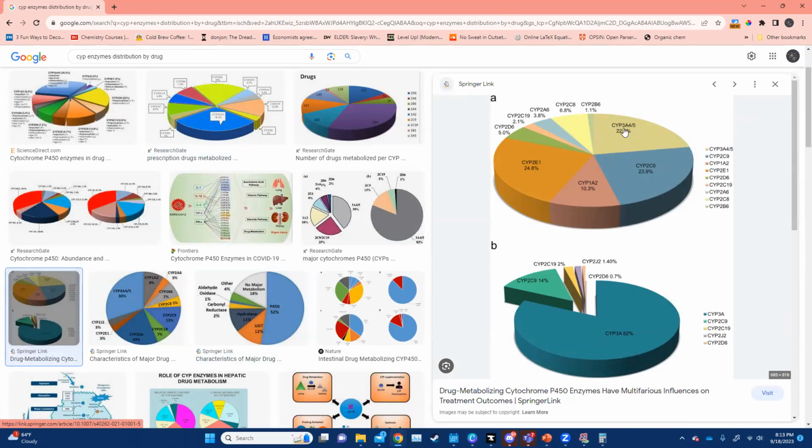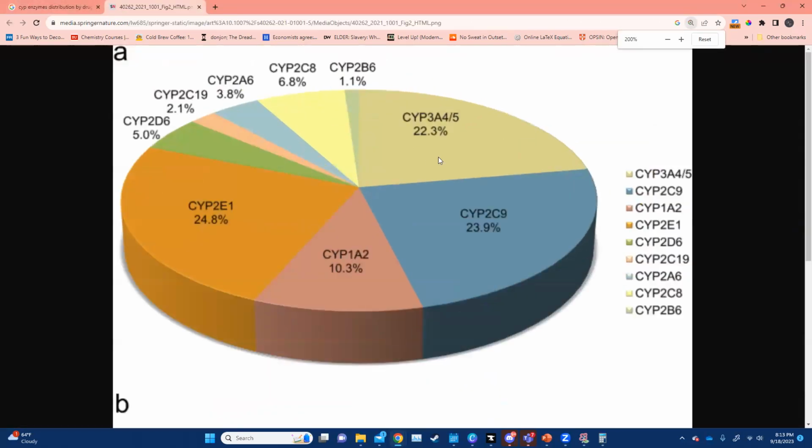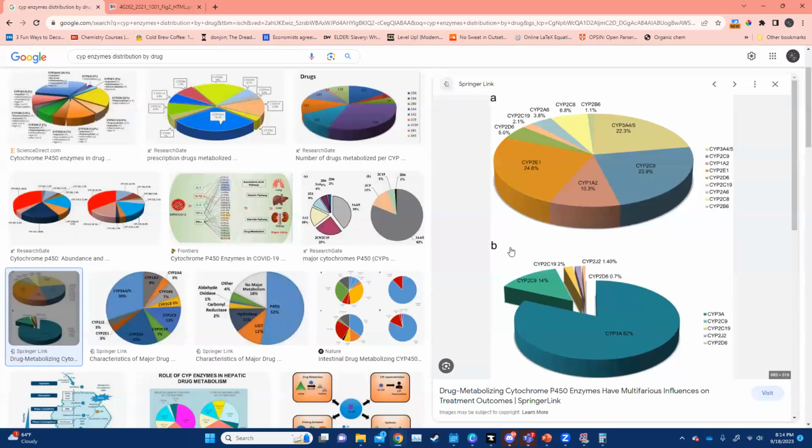You'll hear a lot about CYP3A4. CYP3A4 does a ton of heavy lifting in the body. It affects a ton of drugs. But we also have other enzymes that focus and affect drugs. So fentanyl, yep, is one of them. So basically what this is saying is CYP3A4 affects 22% of the drugs, CYP2E1 24.8.